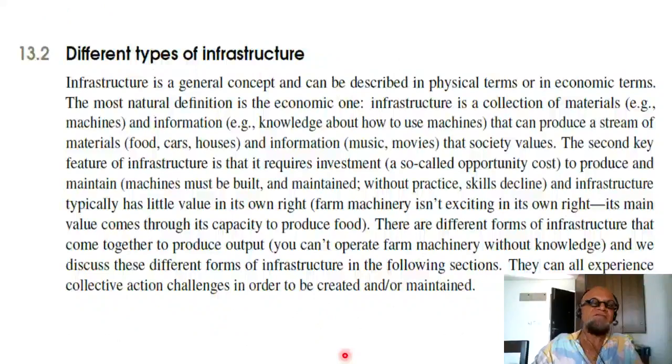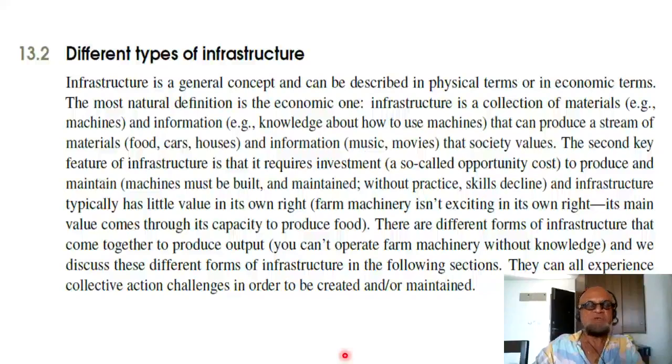So let's look at different types of infrastructure before we close this podcast. Infrastructure is a general concept and can be described in physical terms or in economic terms. The most natural definition is the economic one. Infrastructure is a collection of materials such as machines and information such as knowledge about how to use those machines that can produce a stream of materials such as food, cars, houses, and information such as music and movies that the society values in the sense it'll pay for it.